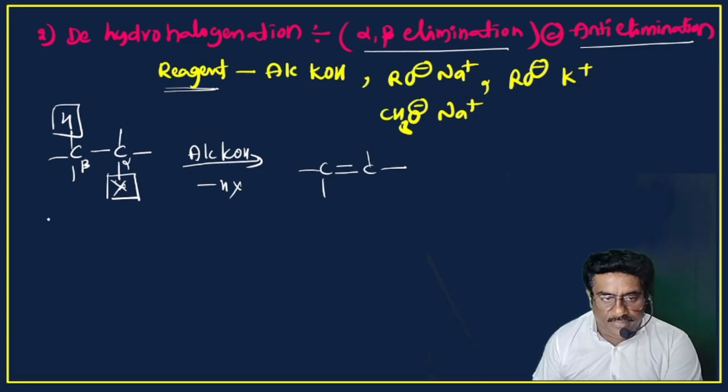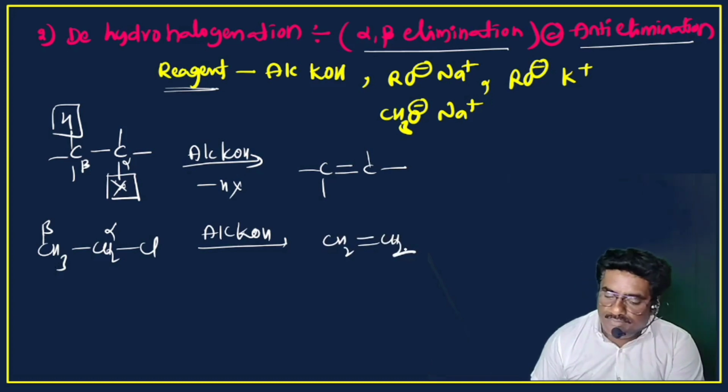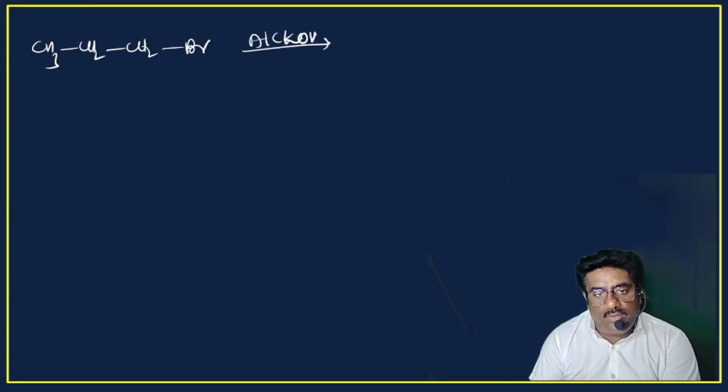Alpha beta elimination. I am taking one example, CH3 CH2 Cl in presence of alkali KOH. This is the alpha position, this is the beta position. It forms CH2 double bond CH2. Now the next example: CH3 CH2 CH2Br in presence of alkali KOH. What is the product? This is the alpha position, this is the beta position. It gives CH3 CH double bond CH2, propene.